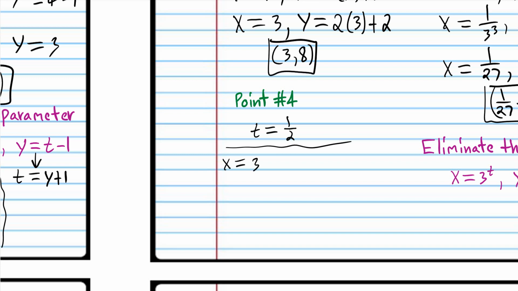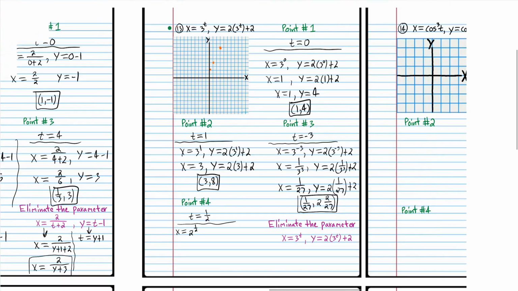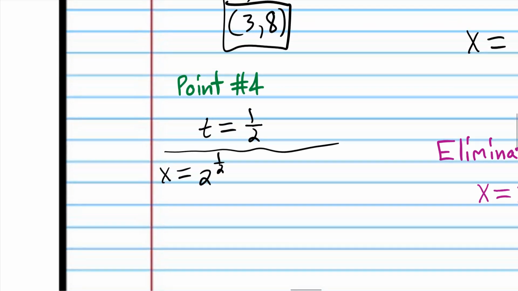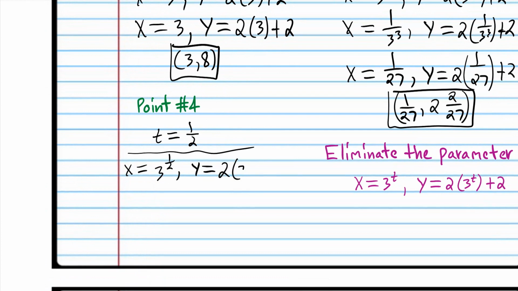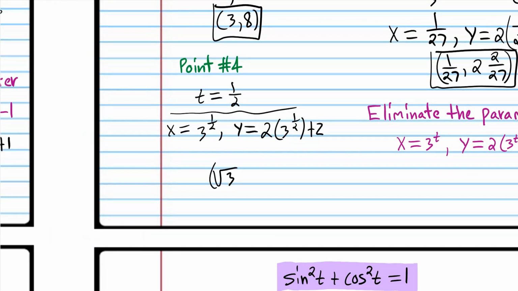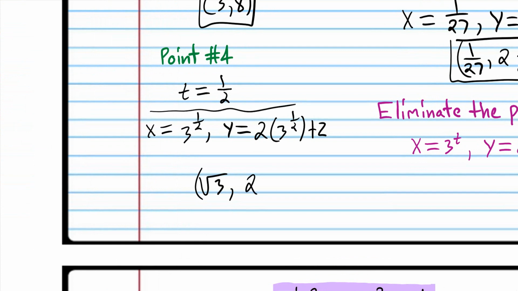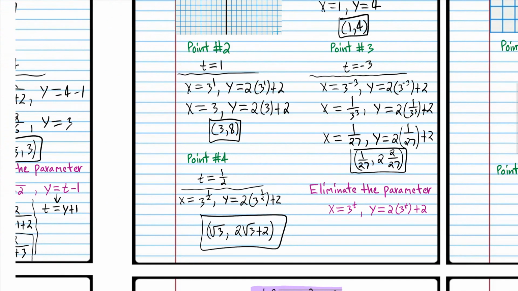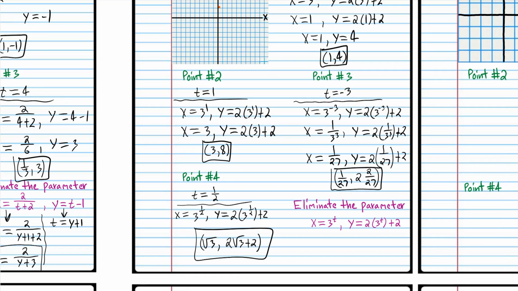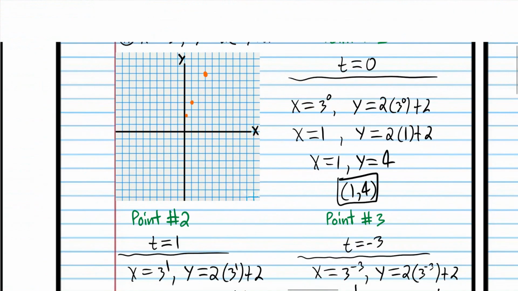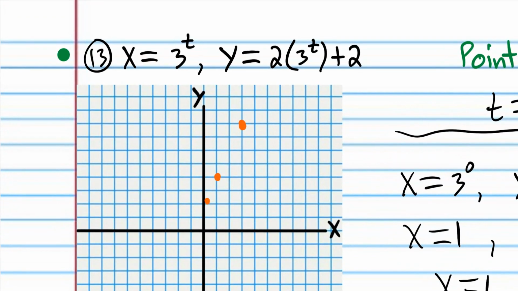So x is equal to 2 to the 1/2 power. Actually 3 to the 1/2 power. And y is equal to 2 times 3 to the 1/2 plus 2. That's just going to be square root 3 and 2 square root 3 plus 2. So we don't really have to mark that on the graph, but it's obvious that our graph is just going to be a line.